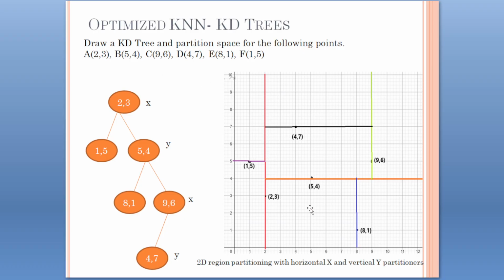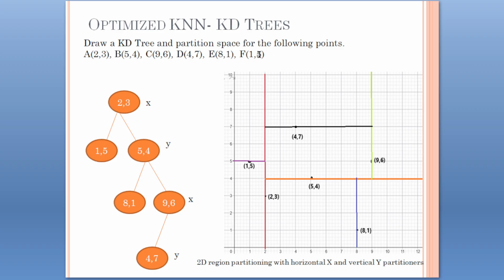Next is C, 9, comma 6. We locate the position 9, comma 6. Now because the previous line is a horizontal line, we draw a vertical line to show the partition at 9, comma 6. Next is D, 4, comma 7. This is 4 and this is 7. So this is at this location. Because we already have drawn a vertical line, this time we will be showing this partition with a horizontal line. Next node is E, 8, comma 1. We find the location of 8, comma 1. Because the previous line is a horizontal line, this partition will be shown by a vertical line.